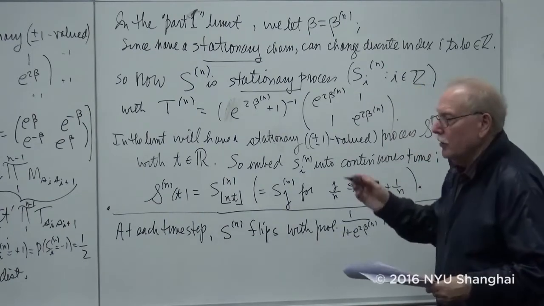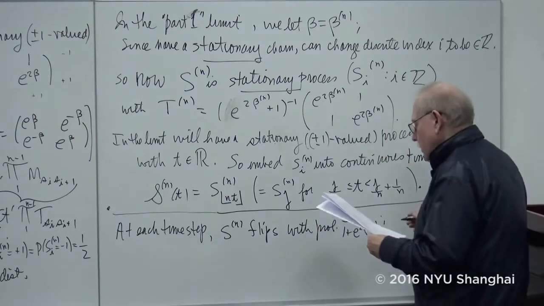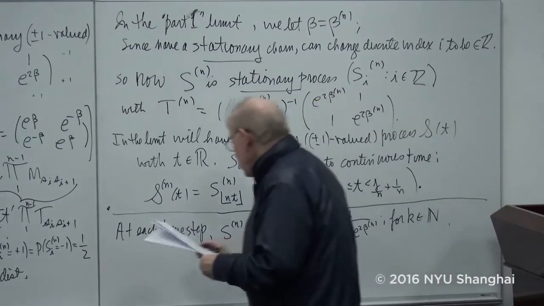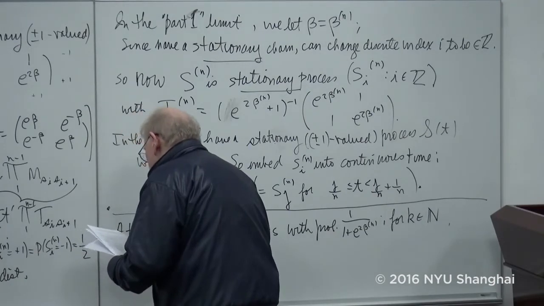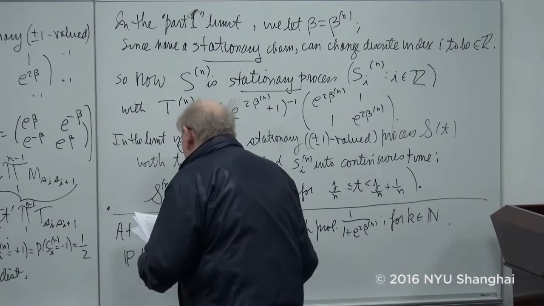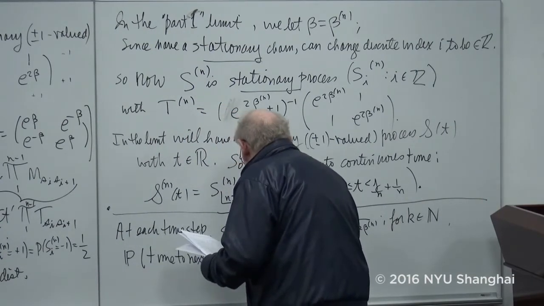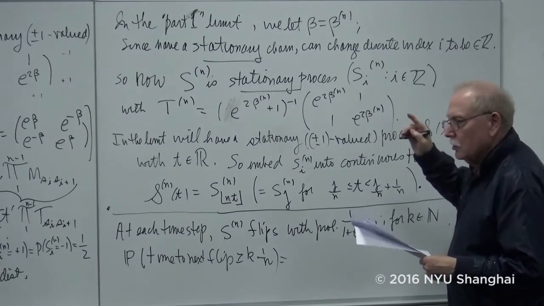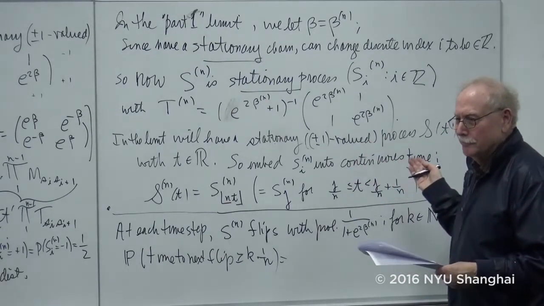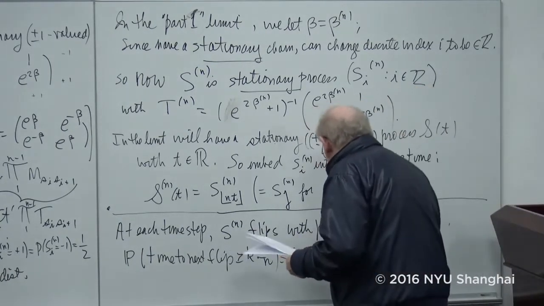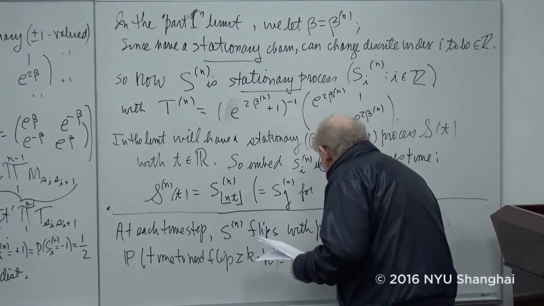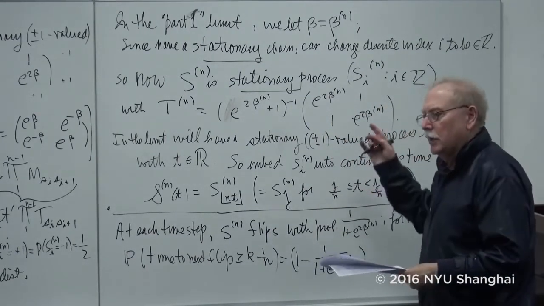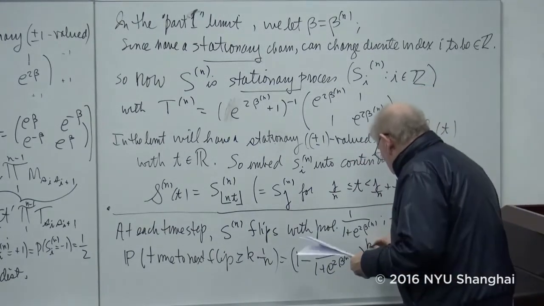So let's ask how long you have to wait until the next flip happens. So for k a natural number, the probability that the time to the next flip is at least as long as k steps, well, that means that k minus 1 times you did not flip. So the probability of not flipping is 1 minus 1 over 1 plus e to the 2 beta n. And you have to not flip, and then not flip, and then not flip, k minus 1 times.